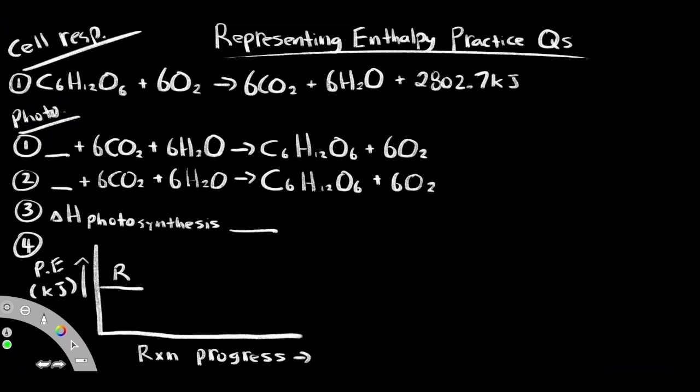But photosynthesis for plants, they take in CO2, they take in water, but they also want to take in energy from the sun. So it takes in this much energy. So it's going to be on the reactant side as opposed to the product side. It's endothermic.